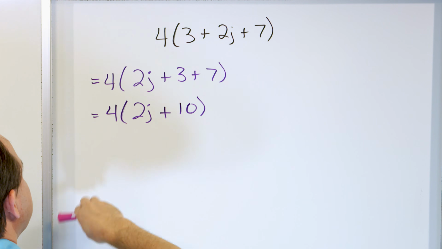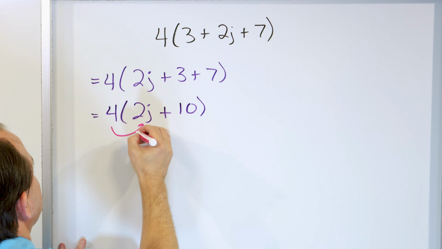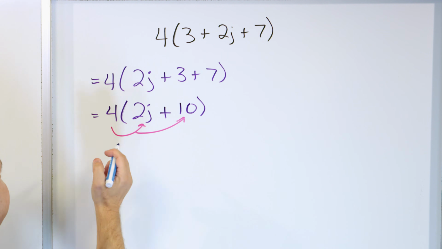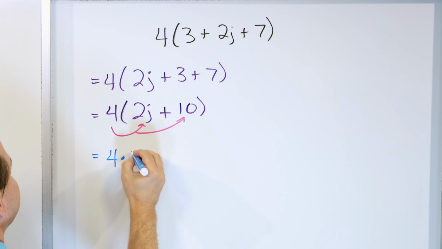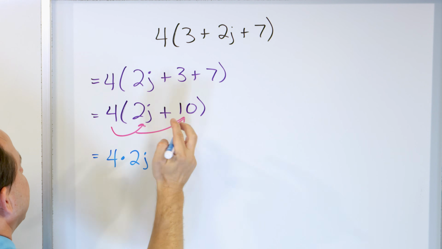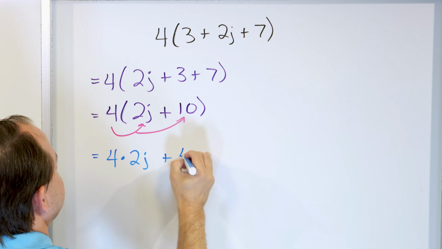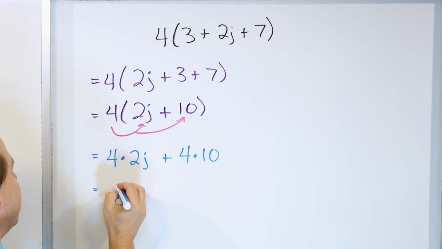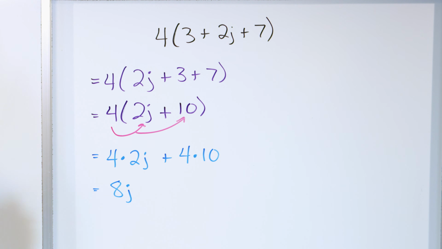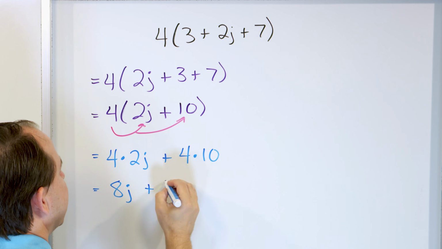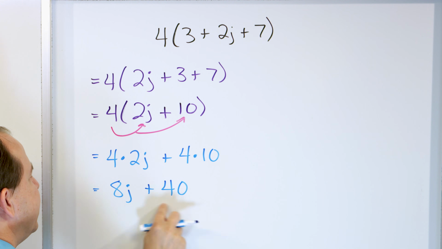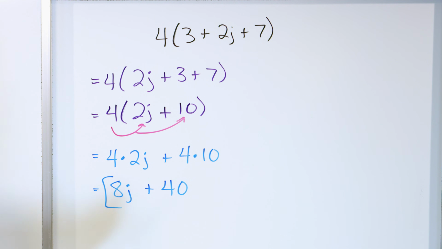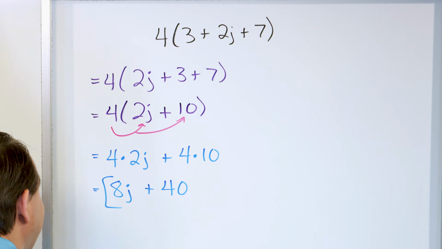All right, so I have this problem, but this is not fully simplified because I can distribute in. I can distribute in the 4 times the first term and then the 4 times the second term. It's going to be 4 times 2j, then the plus sign, and then the 4 times the 10. But what is 4 times 2j? 4 times 2 is 8, and the j variable comes along for the ride. And then 4 times 10 is 40. And so I'm done because I can't combine these any further. 8j plus 40, these are unlike terms, so I'm done. 8j plus 40.